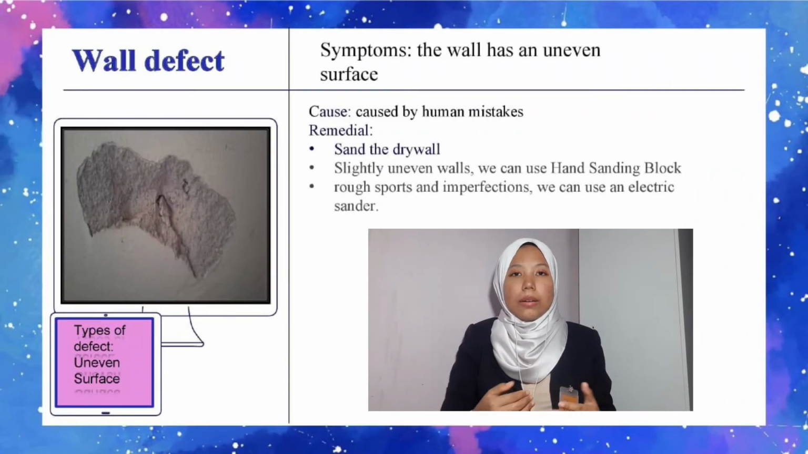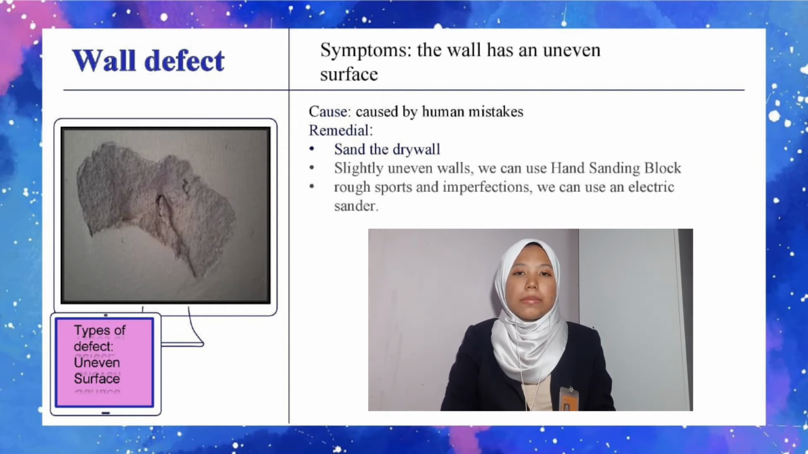Assalamualaikum. I am Nur Aqilah and I will present 4 defects. Okay, the first defect is a wall defect. The type of defect is uneven wall. As we can see in the slide, there is a picture of the defect. We can see in the picture the wall has an uneven surface that gives a bad appearance to the wall.